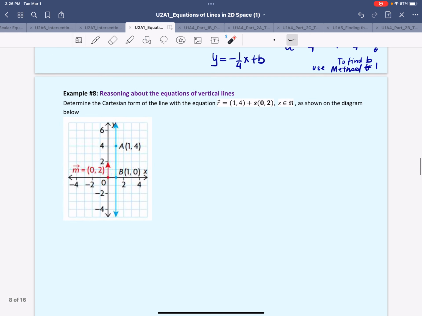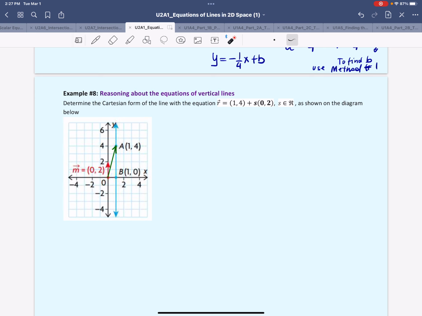Now, in the next example, which is the last example for this lesson, we have to reason about the equations of vertical lines. So we are told that the vector equation of this particular line is given by r equals 1, 4 plus s 0, 2. So it seems that the direction vector is 0, 2. And here is the direction vector. As a starting vector, we have used 1 and 4. So the starting vector must have been this one here. So the line is drawn from the starting vector parallel to the direction vector, as you can see.